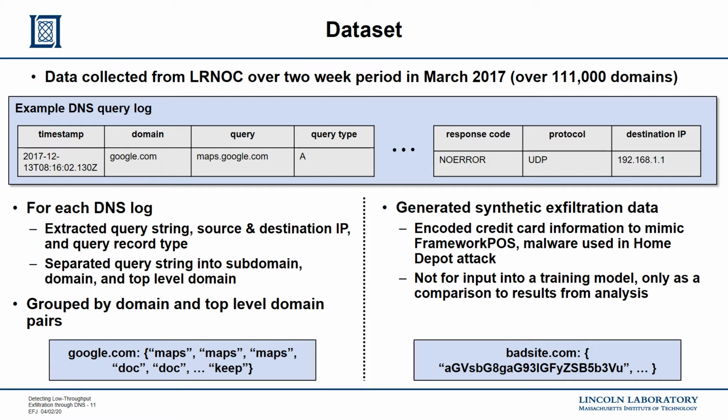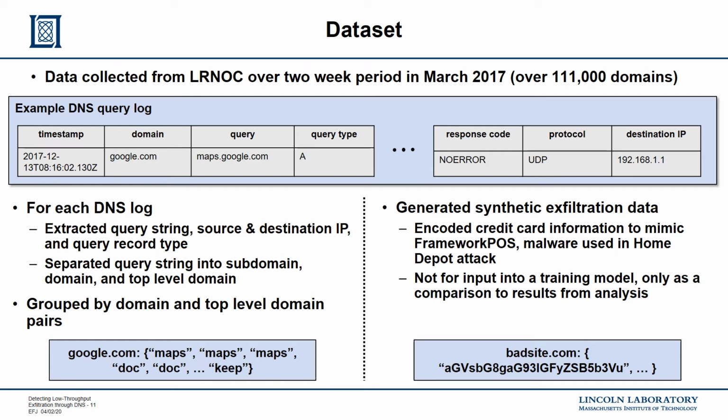And then for each day, we would group by domain and top level domain pairs. So for the example of Google, you can imagine that the string would contain maps and doc and keep, which are all part of different queries that would go to google.com. And this process was repeated for each day in the dataset.